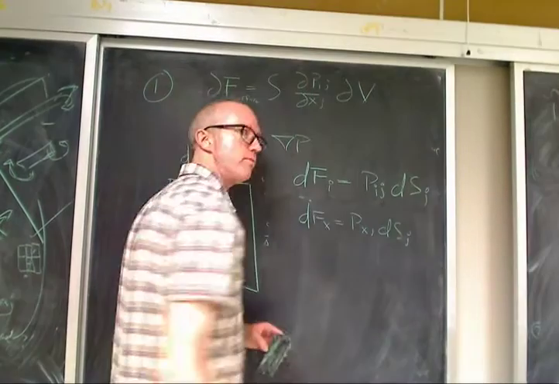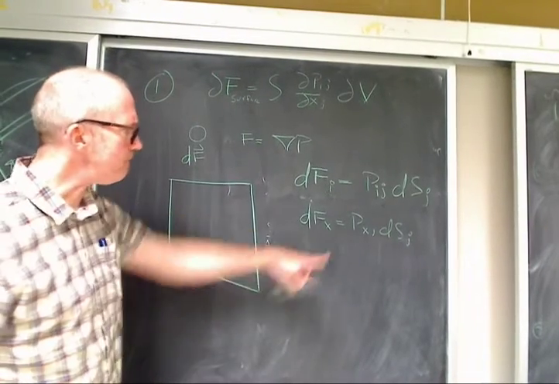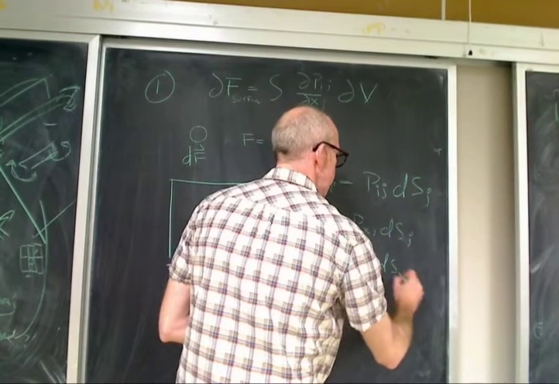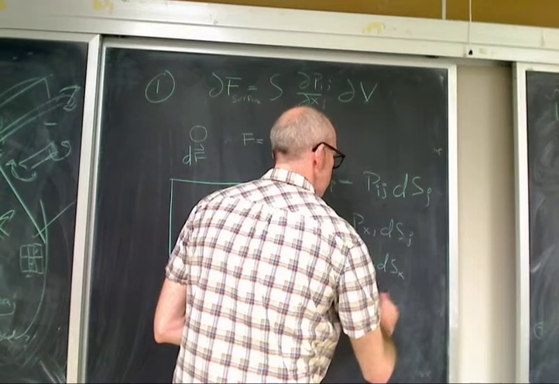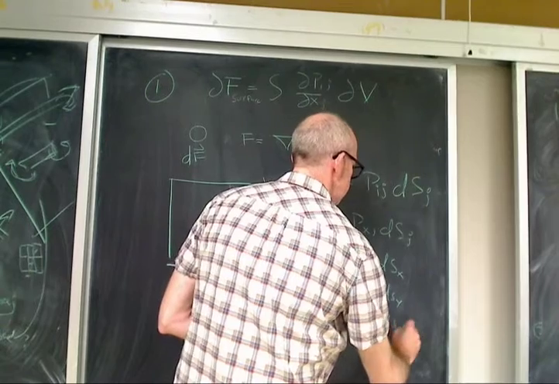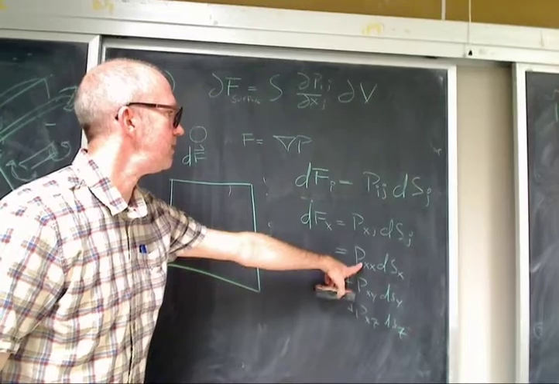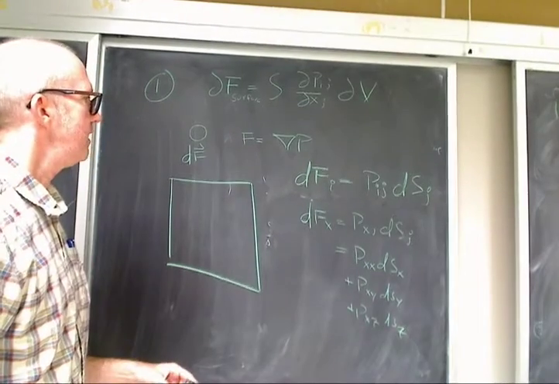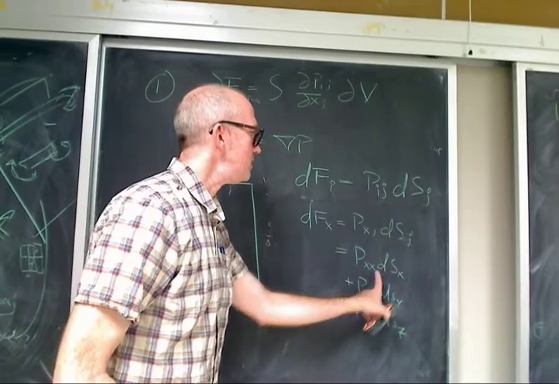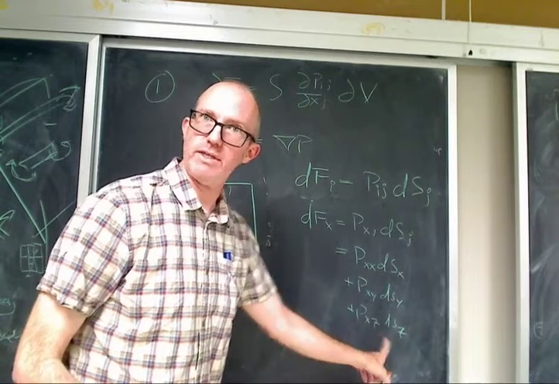And this is a sum over 3 items. Does that make sense? So I'm just picking one. This is equal to, we're summing p_xx dS_x plus p_xy dS_y plus p_xz dS_z. What the hell is p_xx? What is p_xx? That doesn't make any sense. This is the x pressure along the x face. This is the x pressure along the y face. This is the x pressure along the z face.